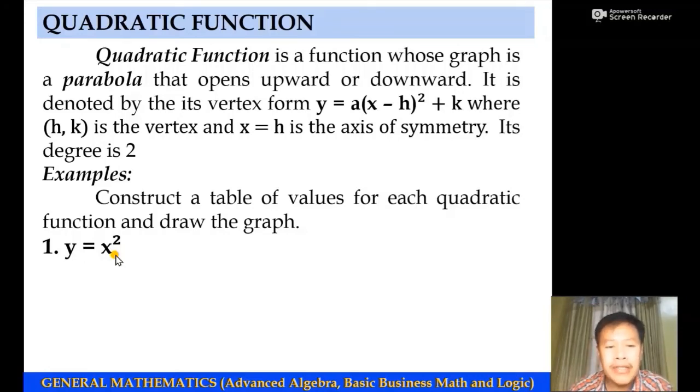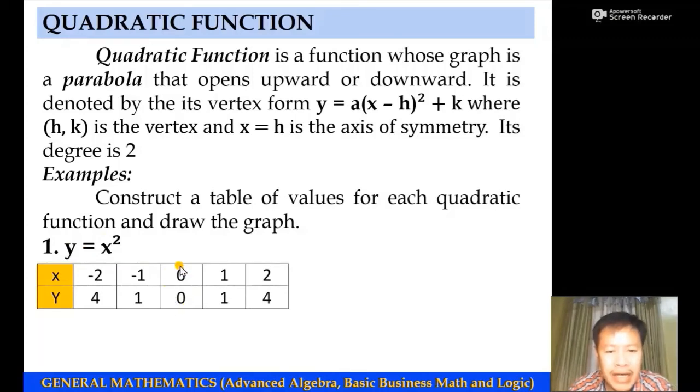And if we are going to set up a table of values, this vertex must be in the middle of our table, because we are going to consider that the points in our quadratic functions are symmetric with each other. And this is our table. Our vertex, which is the origin, with coordinates 0 and 0, must be put in the middle.